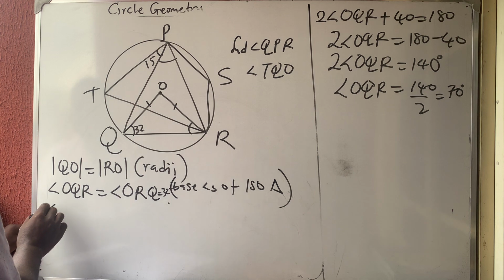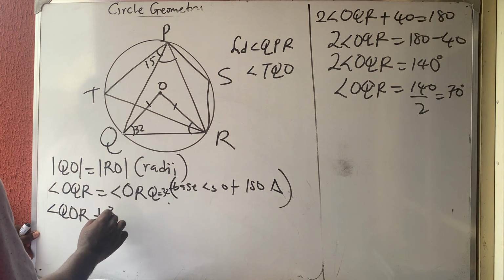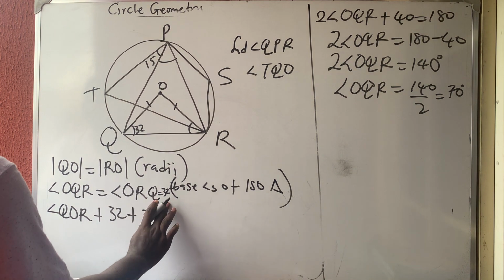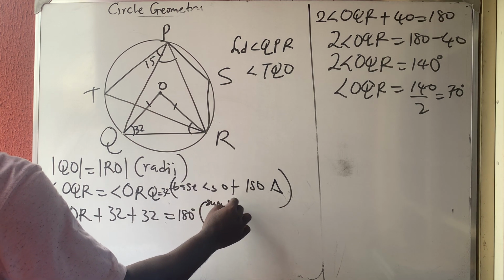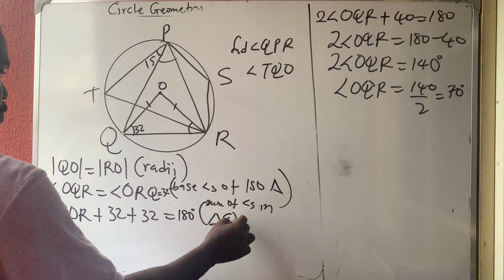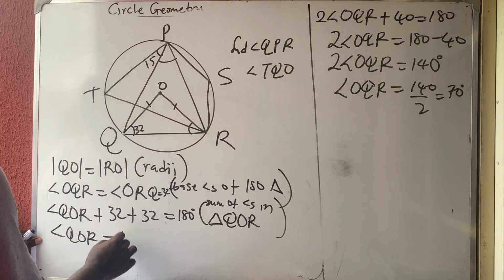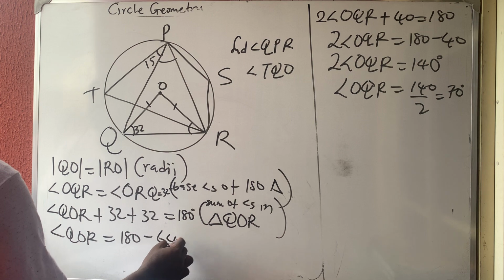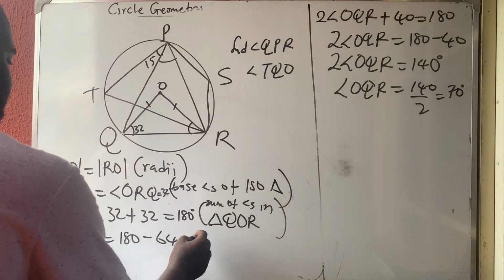Okay. So we'll now tell them that angle QOR plus 32 plus another 32 is equal to 180. What is my reason? Sum of angles in triangle QOR. Okay, so we now have that angle QOR is equal to 180 minus 64. We have 116.